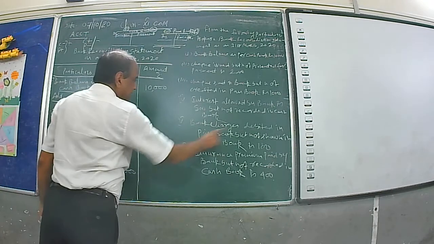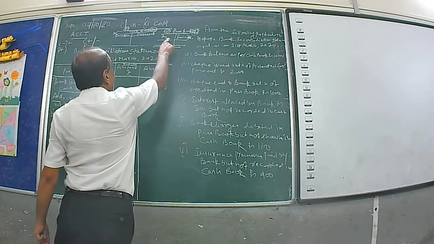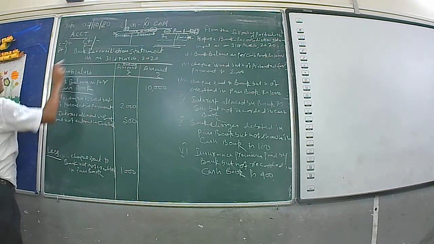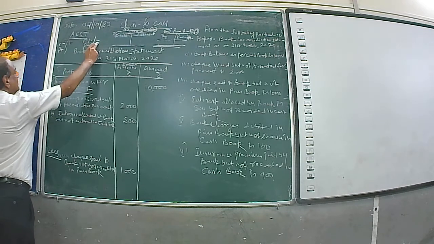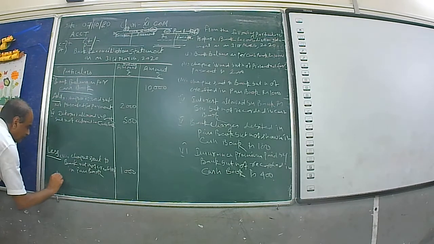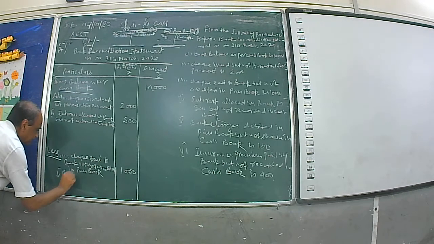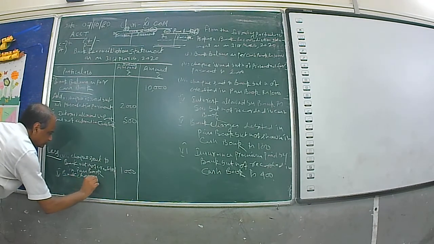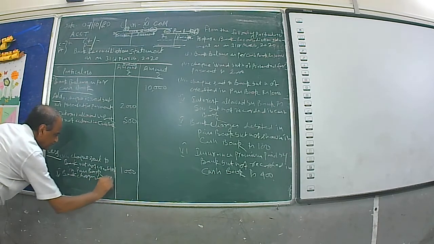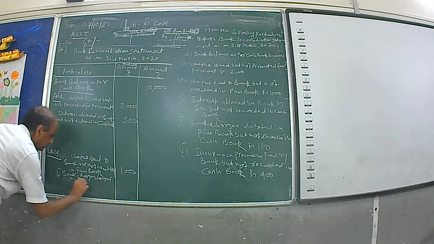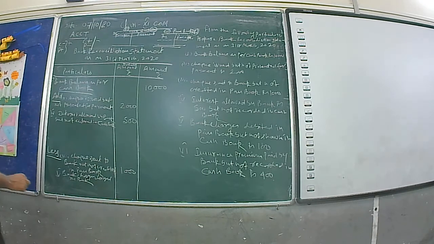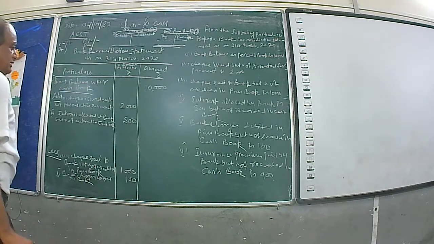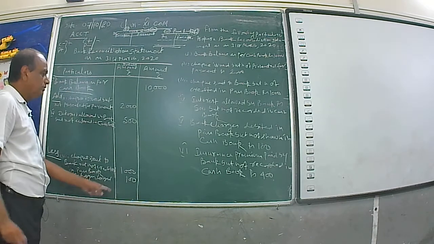So, bank charges debited in passbook, then the passbook is in a minus position and cash book is in a plus position, therefore it will be changed. Number 5, bank charges charged by bank but not entered in cash book, the amount is 100.